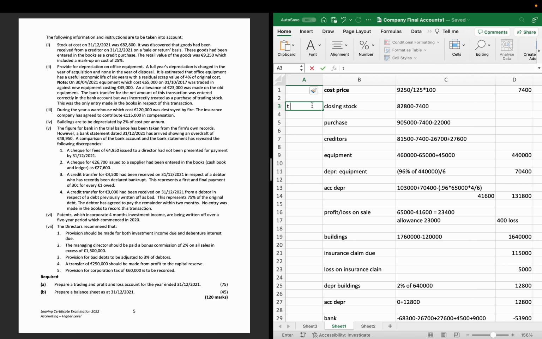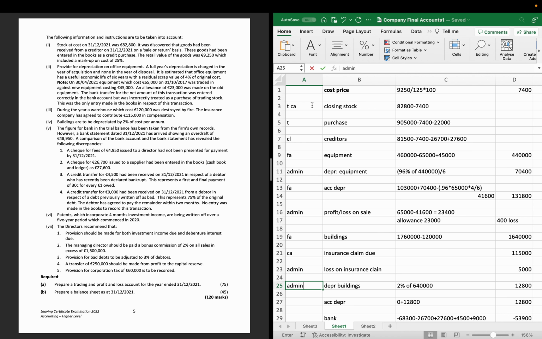So that's trading and a current asset. Purchases is trading, creditors current liability, equipment is a fixed asset. Depreciation of equipment will be admin, accumulated depreciation will be the fixed assets. The loss will be admin because it's on equipment. Buildings will be a fixed asset. Insurance claim due is a current asset. The loss will be admin.